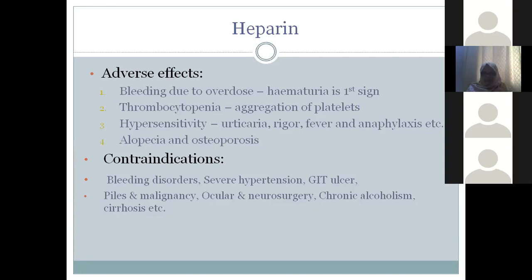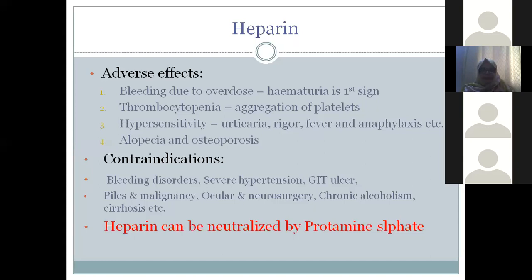If there is a GI ulcer or colonic diverticula, there is more risk of bleeding, so heparin is avoided. Also hemorrhoids and malignancy, ocular and neurosurgery, chronic alcoholism and cirrhosis. The effect of overdose of heparin can be neutralized by protamine sulfate.